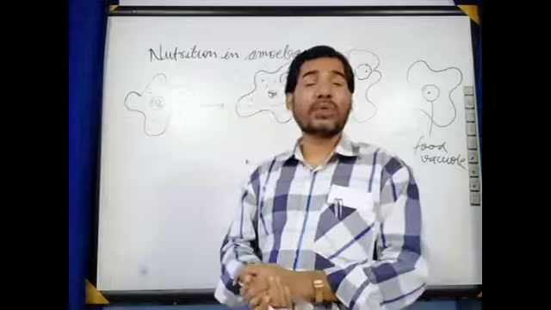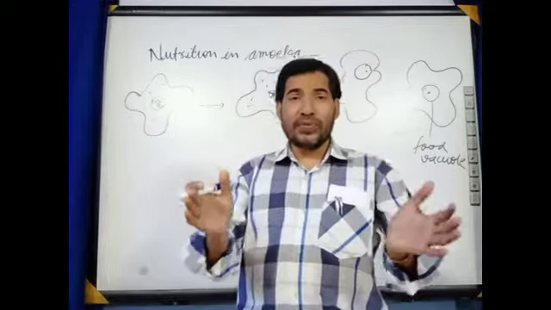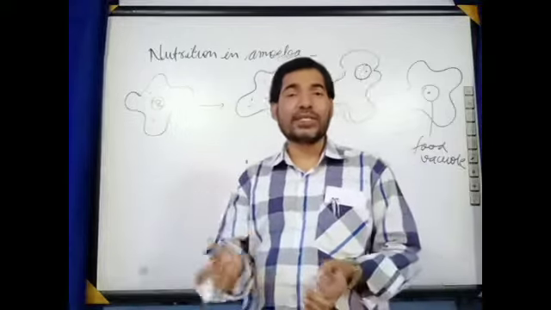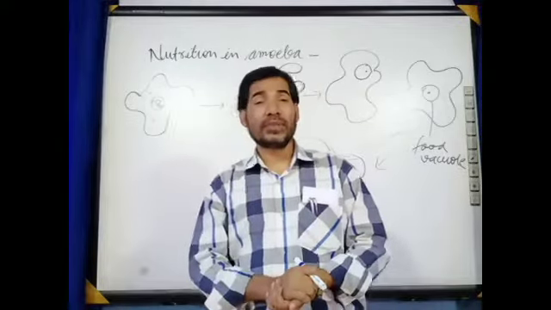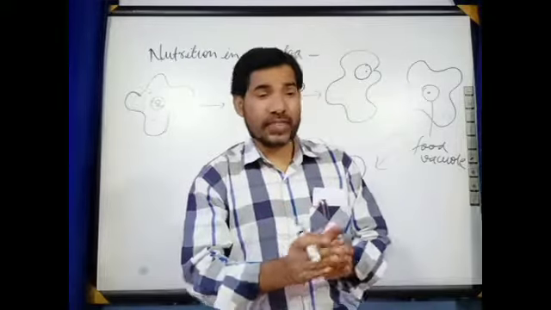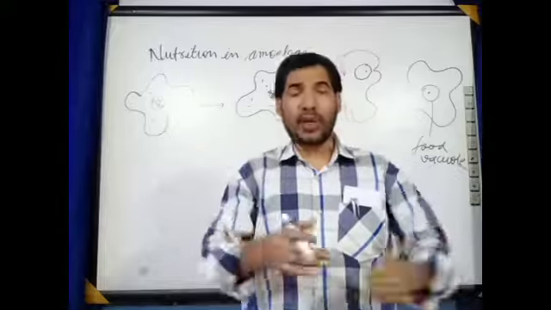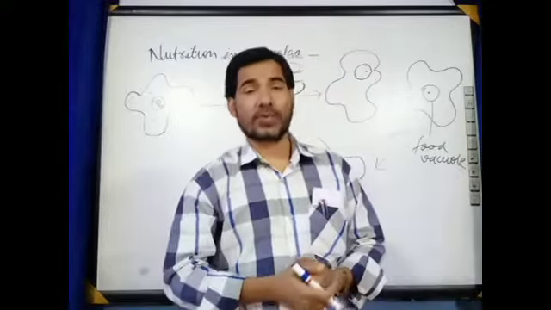After the completion of the process of digestion, the food vacuole starts to move in the cytoplasm due to the streaming movement of the cytoplasm. During this movement, the digested food material which is present inside the food vacuole comes out from the food vacuole into the cytoplasm. This process is called absorption.